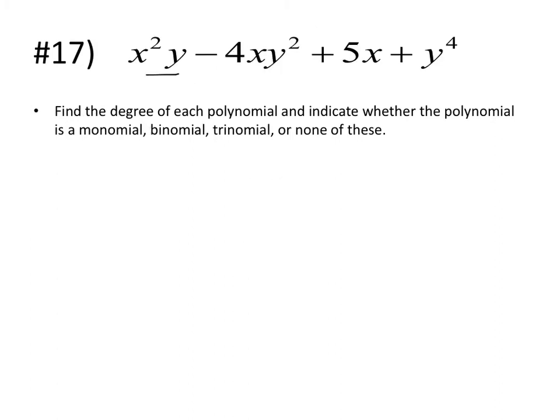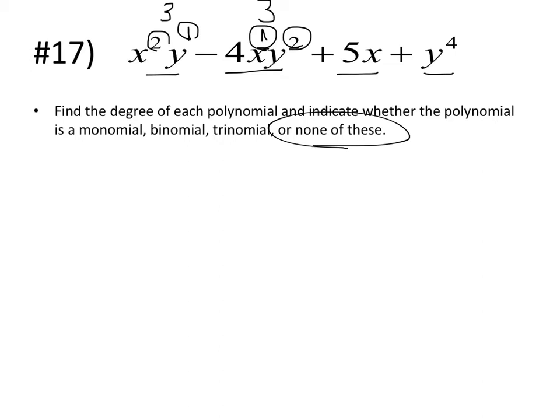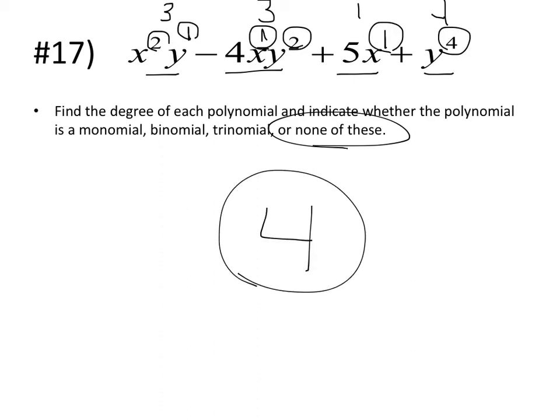Alright, here we have 1, 2, 3, 4 terms. So this is none of these, so it would just be a polynomial with a degree of, let's see, this one. If you add these together, this one's 3. If you add these together, this one's 3, because remember, you're just doing the exponents. This one's just 1, and then this one's 4. So this is a degree of 4, because you always want to go with the highest when we're talking about the degree of a polynomial.